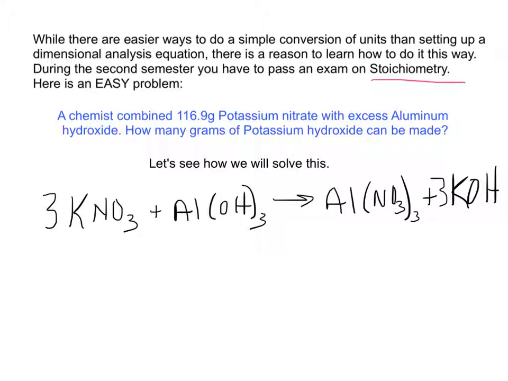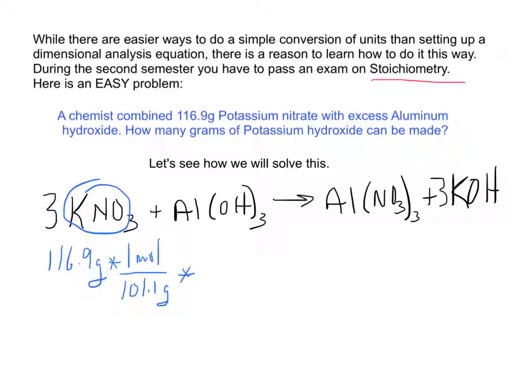Now, what we need to basically be able to do then is to go about and to try to get this thing taken care of. I have 116.9 grams of my potassium nitrate here, and I would have to look at my periodic table and figure out that 1 mole of potassium nitrate, according to the periodic table, is going to weigh 101.1 grams. And then once I'm done with that, I've taken this and turned it from grams to moles.